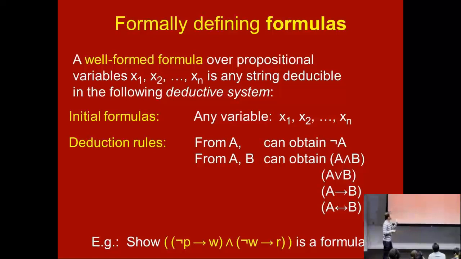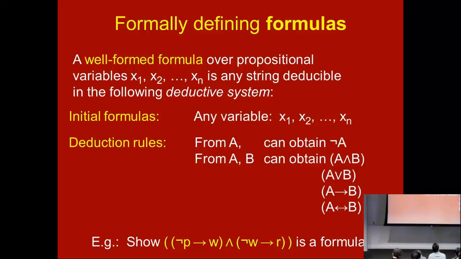So a well-formed formula, given some variables, x1 through xn, and usually when you're working in generality in logic, it's best to call your variables x1 through xn, because you don't really know how many there could be, and you don't want to run out of letters. It's any string, so a formula is a string, that you can deduce in the following deductive system. The initial objects are just single variables. A single variable counts as a formula.